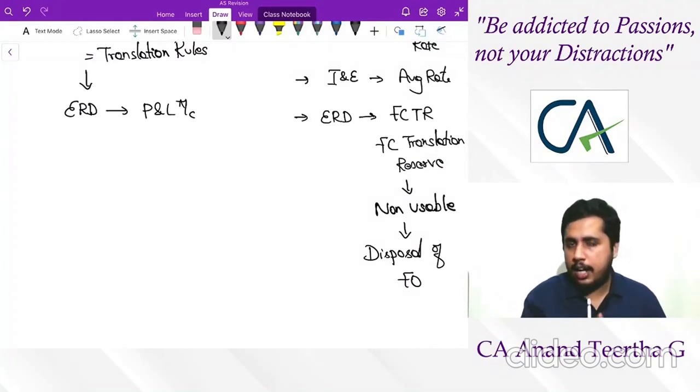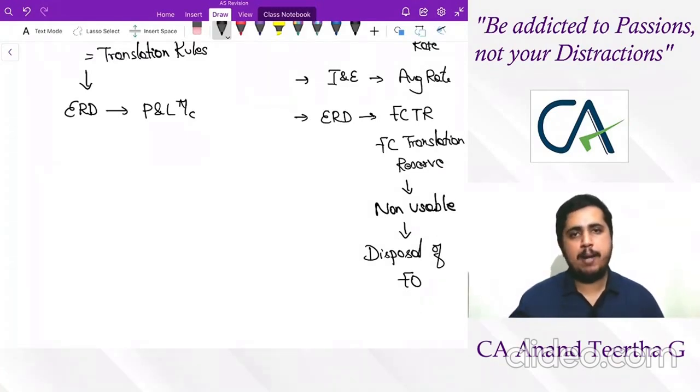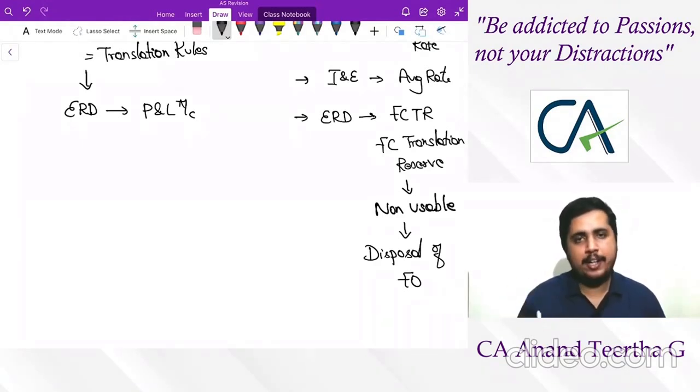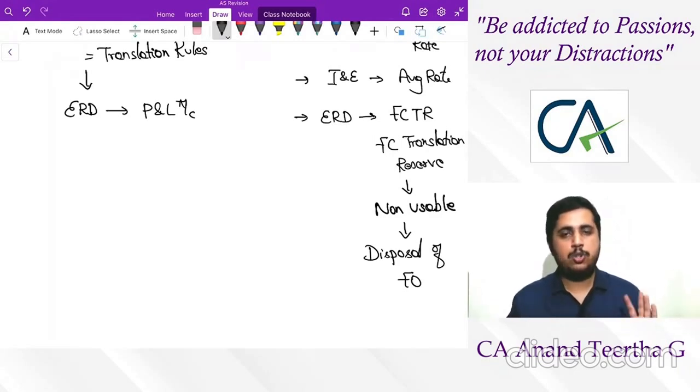So non-integral are other than integral. Second, there is no utmost control. And third, the total impact on the reporting enterprise is not going to happen. The impact is only to the extent of net investment. Therefore, translation rules are a bit different. All balance sheet items will come under closing rate. Then P&L items come under average rate. Ultimately, if there is any ERD, it will be shifted to FCTR. So those are the translation rules you have when it comes to operations.